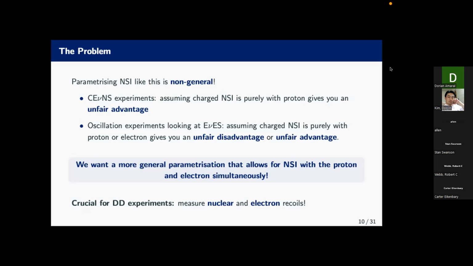On the other hand, assuming that the NSI is all in the proton direction means that you're giving oscillation experiments a sort of unfair disadvantage, because if you also have electron NSI, you're impacting the neutrino-electron cross-section, which is not captured by the proton. Right? There's a sort of degeneracy between NSI effects with propagation and NSI effects with the actual interaction point. So what we really want is a more general parameterization that allows for NSI with everyone: protons, neutrons, and electrons. And that's what we devise in this work. And this is especially crucial for detecting experiments because they're in this very unique position that they can detect both nuclear recoils and electron recoils simultaneously. So you need a way to try to encapsulate all of these effects at once.